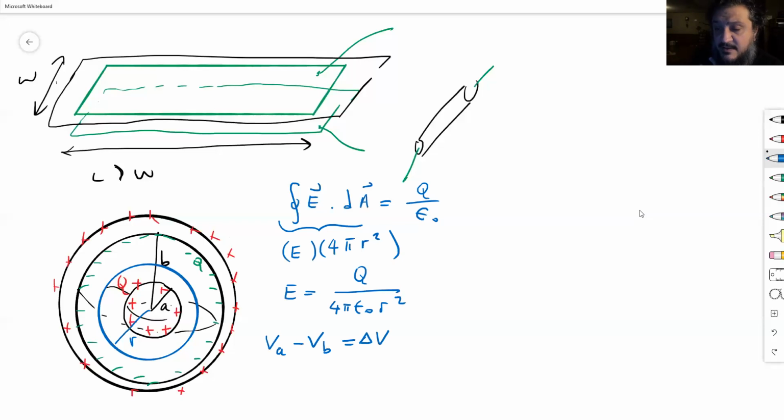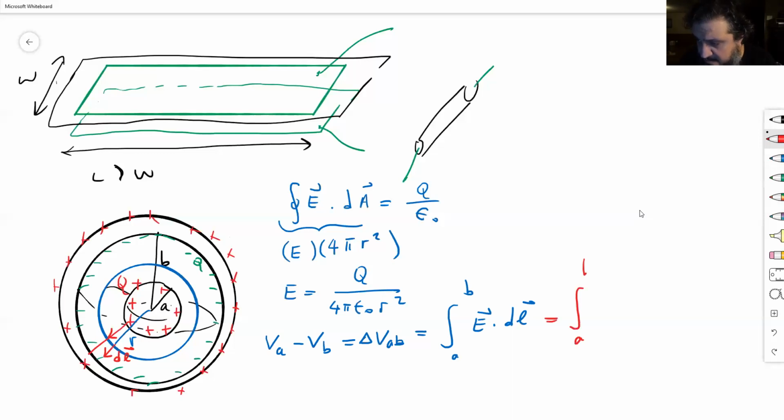So I can now integrate to find the potential difference between the two spheres, VA minus VB, or delta V_AB, is equal to an integral from A to B of E dot dl. dl is the displacement, which is radially outward in this case. So right there, that is my dl vector. Electric field is also from positive to negative, which is parallel to dl. So I simply have this from A to B. E is Q over 4 pi epsilon 0 r squared, and dl is nothing but dr.